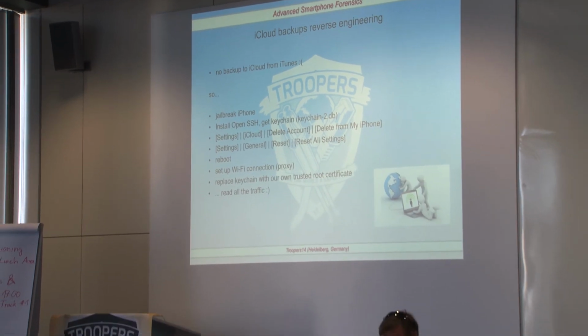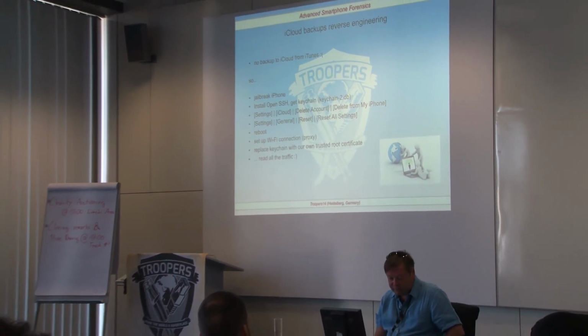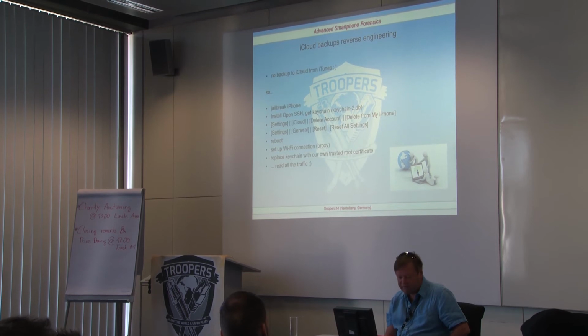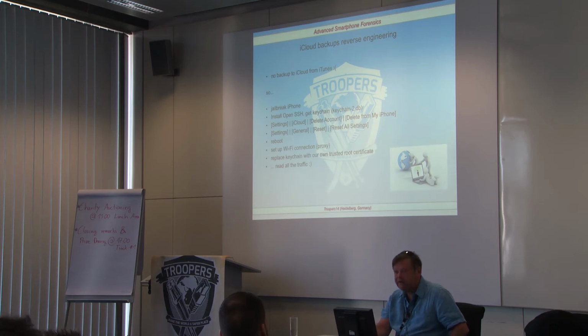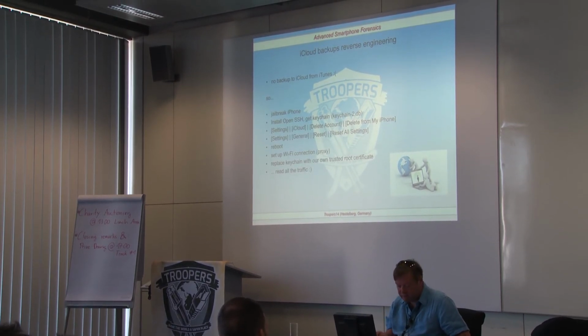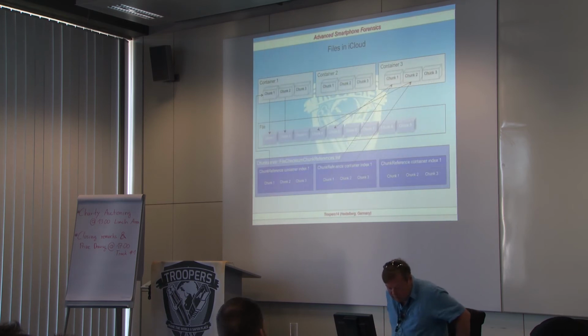So briefly, how we did the reverse engineering of iCloud backups. Because they're done only over Wi-Fi, we had to sniff the Wi-Fi traffic, and to be able to read it, it is encrypted, of course, we need to change the certificates on the iPhone. So we got a jailbroken one, got the keychain from there and replaced the certificate. Fortunately, the certificates are not pinned to the device, so that was relatively easy. And then we set up the Wi-Fi connection proxy, and so we're able to read all the traffic that comes from the iPhone to the iCloud.